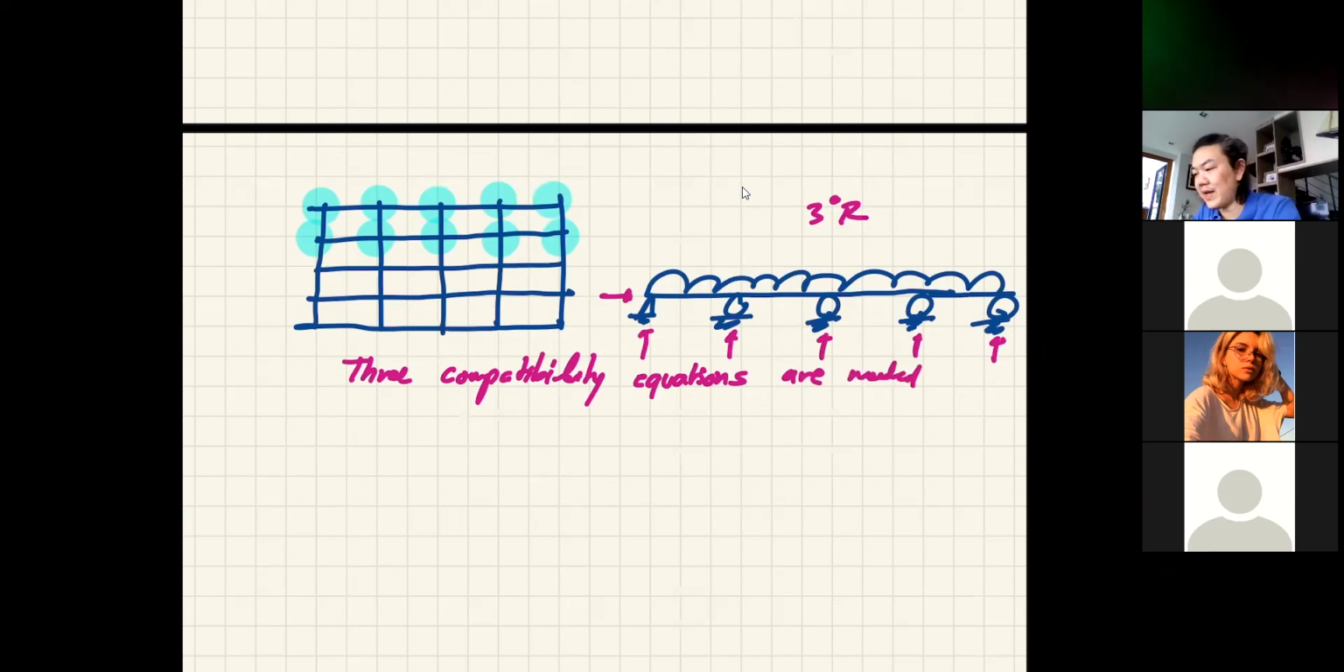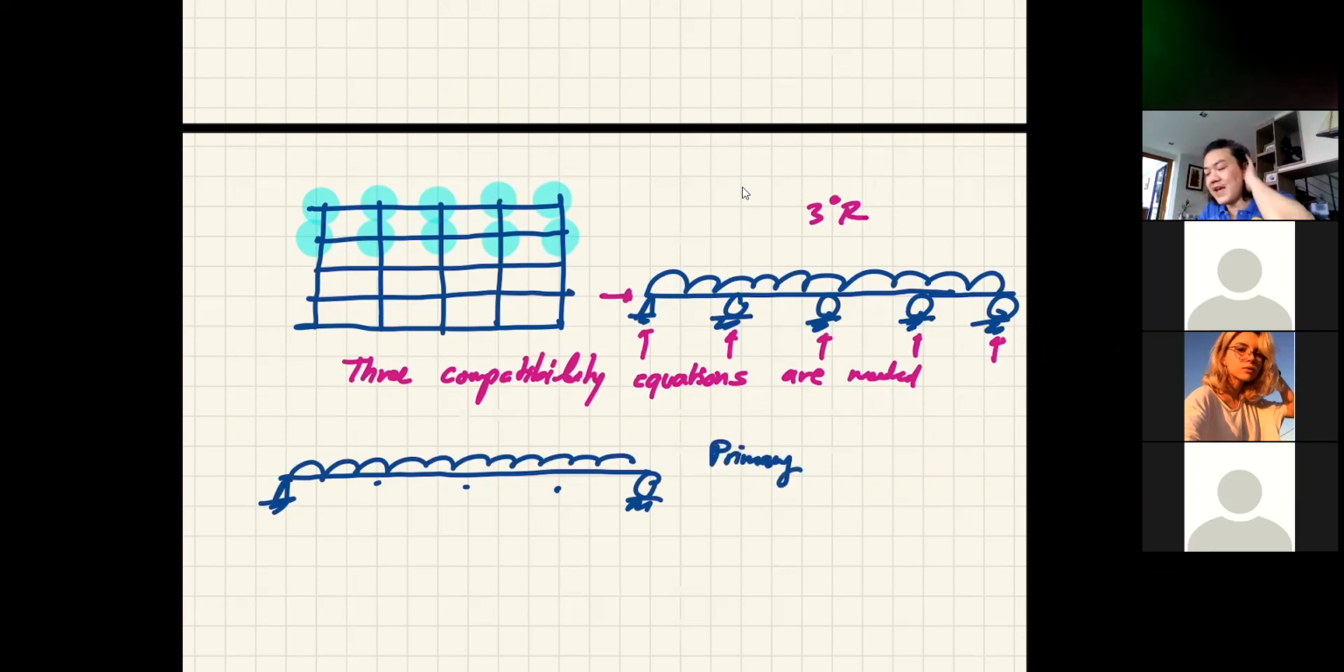So if you can recall, we can establish that by removing reactions so that we have what we call the primary structure, right? So let's say I'm gonna do that. I'll try to draw the same beam. I remove this one, that one, that one, and that one. So this becomes my primary structure. Okay, let's say you can name this A, B, C, D, and E.